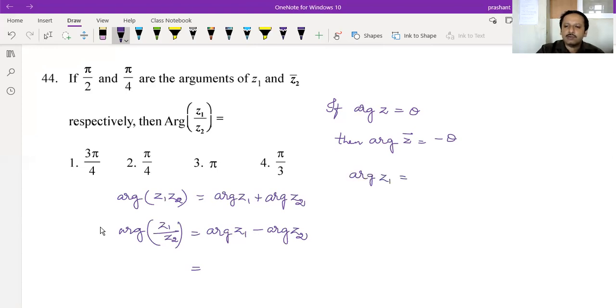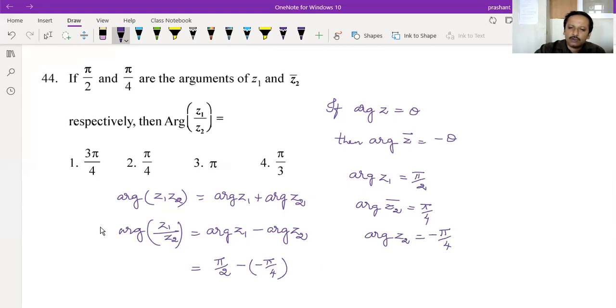Argument of z1 is equal to pi by 2. And then they have given that argument of z2 bar is pi by 4. Okay. Read the question carefully. Pi by 2 and pi by 4 are the arguments of z1 and z2 bar respectively. So argument of z2 bar is pi by 4, hence argument of z2 will be negative of this, which is minus pi by 4. Okay, substitute now. Argument of z1 is pi by 2 minus argument of z2, which is minus pi by 4. So we are going to get pi by 2 plus pi by 4, which is equal to 3 pi by 4. 3 pi by 4, first option is the right answer.